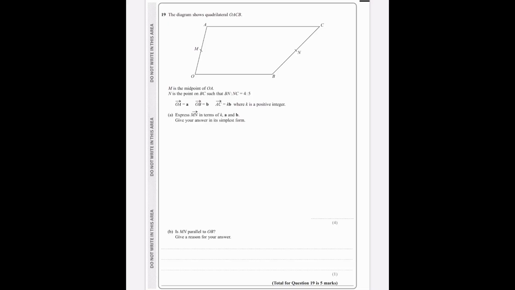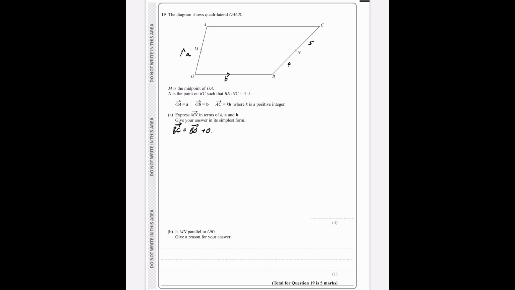Question 19, the vectors question. We know we have the ratio of 4 to 5 on the right hand side there. B takes us from O to B and A takes us from O to A. First thing I'm going to do is I'm going to construct a vector B to C.